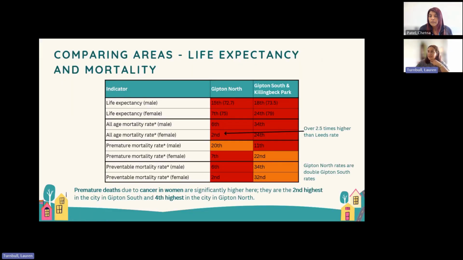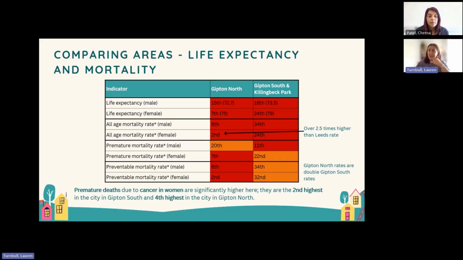So again, looking at life expectancy and mortality, as expected, generally worse than Leeds on the whole. Life expectancy is about 72, 73 for males, and 75 for females, much higher in Gipton South at 79. I think these are some of the most stark findings that we've come across, because if you look at the difference between Gipton North and Gipton South, particularly for preventable mortality rates, in Gipton North they are double the rates of Gipton South. So that's the rate of people who are dying from things that we would consider preventable.